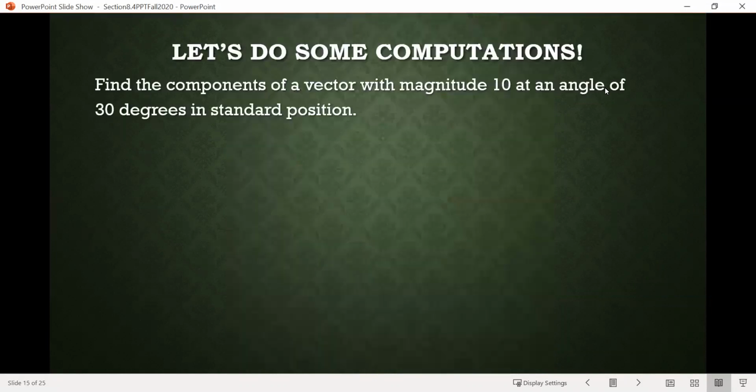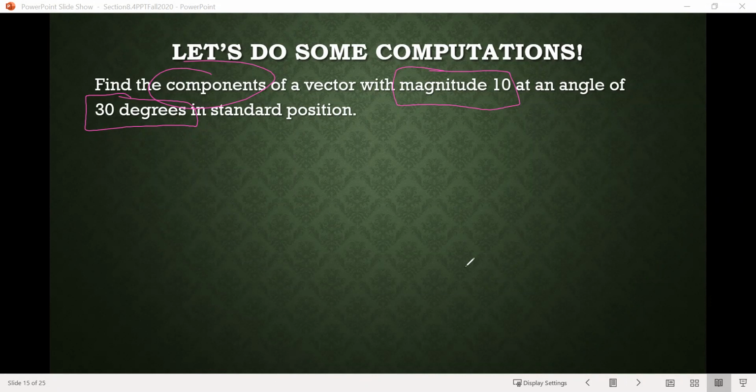So here we're asked to find the components of a vector with magnitude 10 that's at an angle of 30 degrees measured in standard position. Now we're not given a name for this vector, but I'm going to call it vector u. And the information that the magnitude is 10 tells us the magnitude of the vector u is 10 units, whatever the units are in this case.